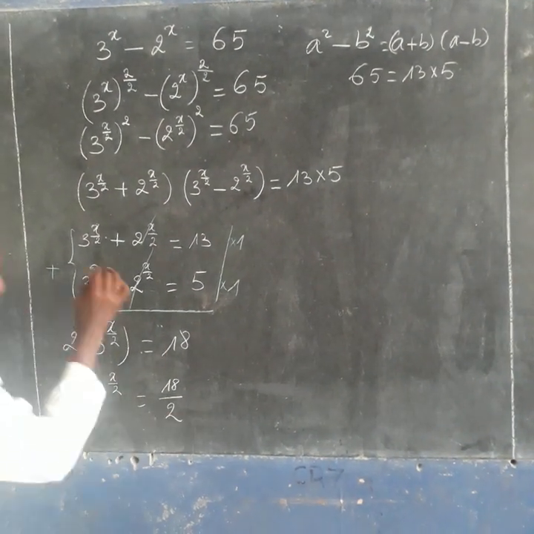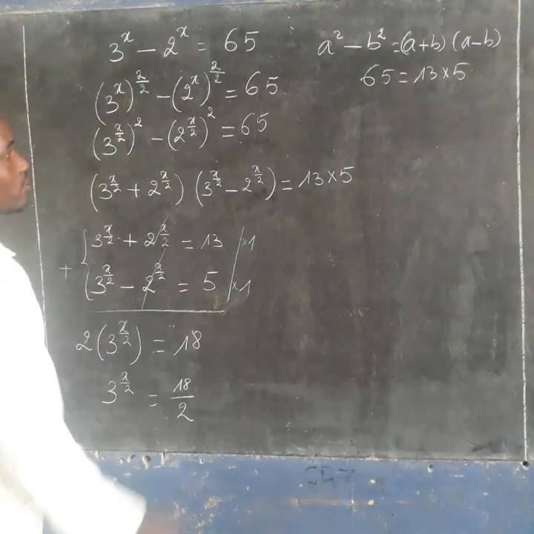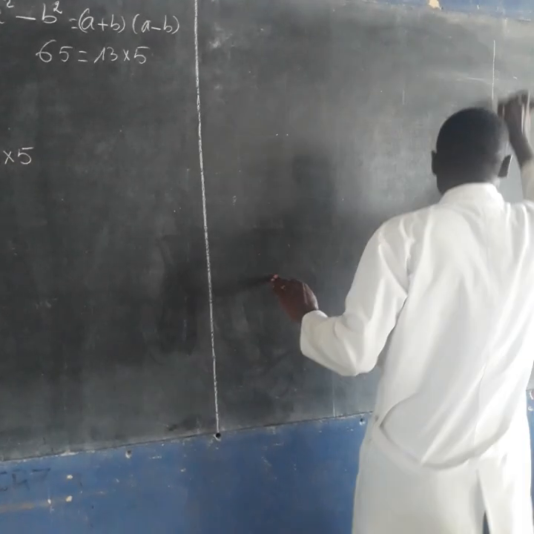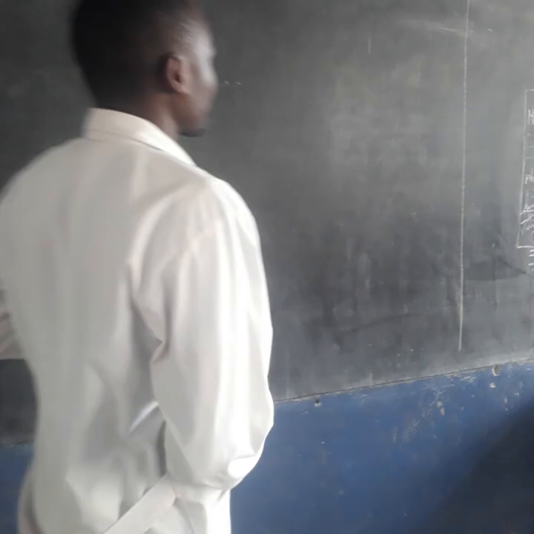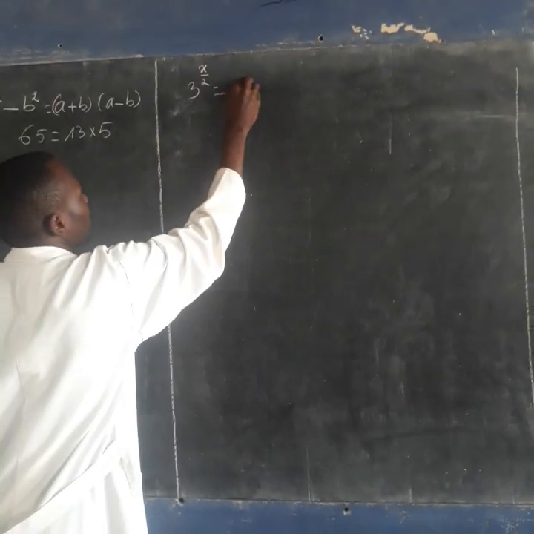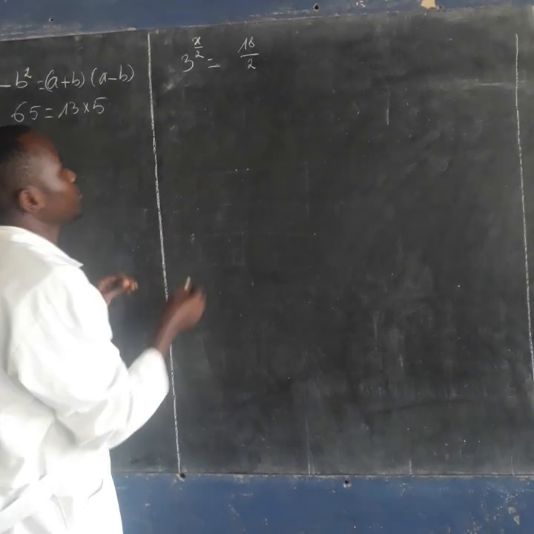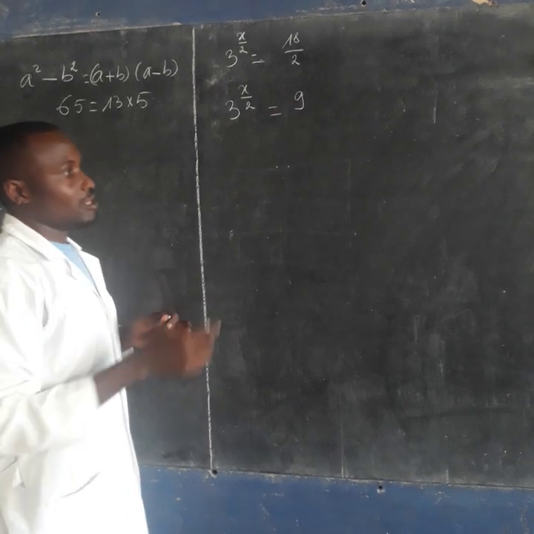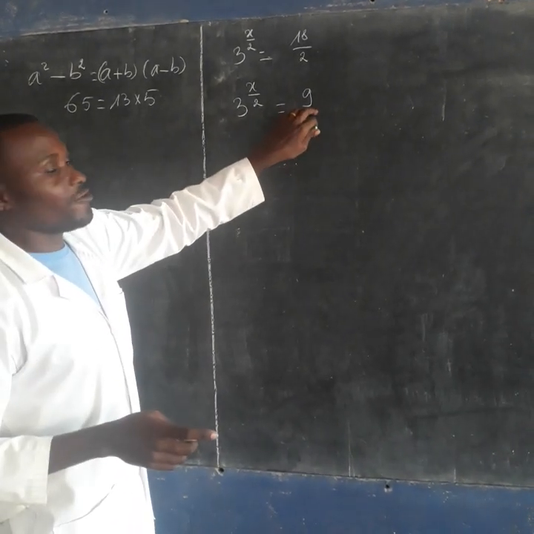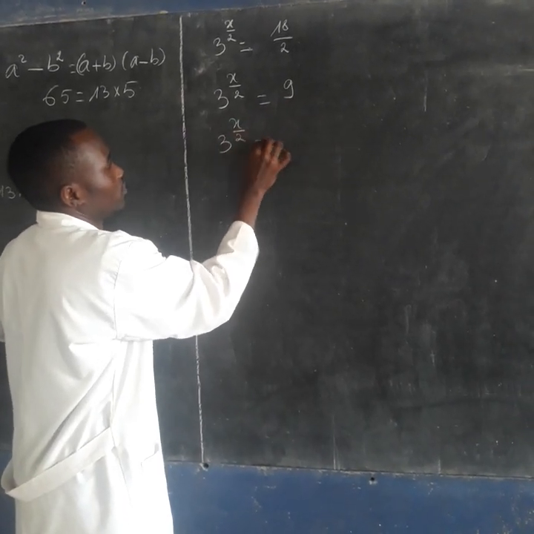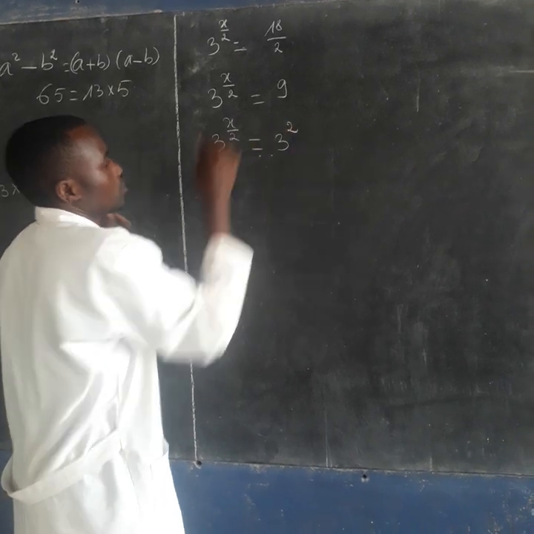We divide by 2. Let us continue by this side. Very good. Now, we have 3 power x over 2 equal to 18 over 2. Now we get 3 power x over 2 equal to 9. Writing this 9 as a product of its prime factors, 9 is 3 power 2, so 3 power x over 2 is equal to 3 power 2.